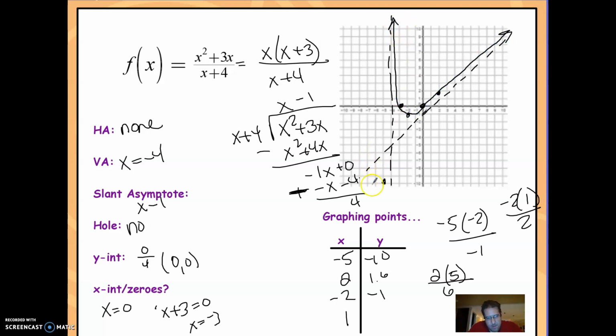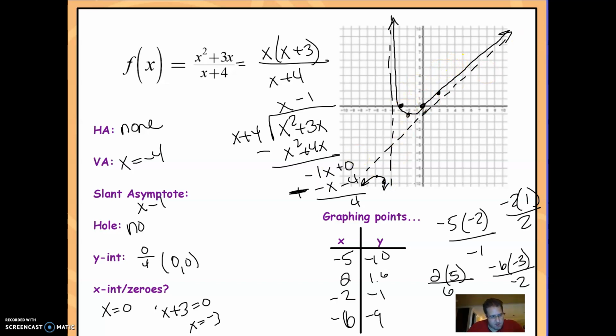Okay, and then this side, you know what, 1 might actually not be the best case scenario, so maybe negative 6 would give us a little bit more of what's happening over here. Negative 6 times negative 6 plus 3 makes negative 3, divided by negative 6 plus 4 makes negative 2. So 18 divided by negative 2 is negative 9. Negative 6, negative 9 would be about right there. Okay, so I'm going to assume that will be the other side.